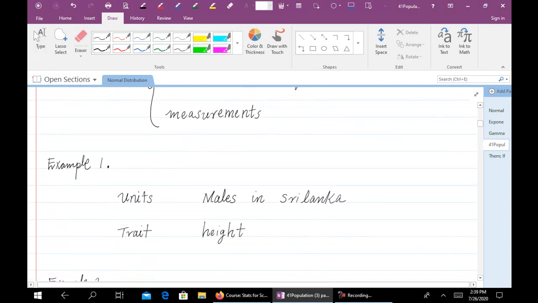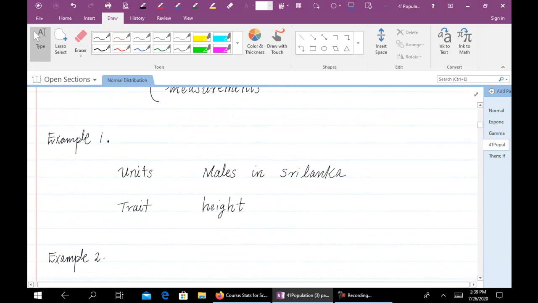So as an example, the group of people that I can take would be, let's say we have all the males in Sri Lanka. So that's my group of units, or it's my group of people or objects. And then a trait that I want to investigate is, let's say, height. And if I collect the measurements of height for all the males in Sri Lanka, that's the population.